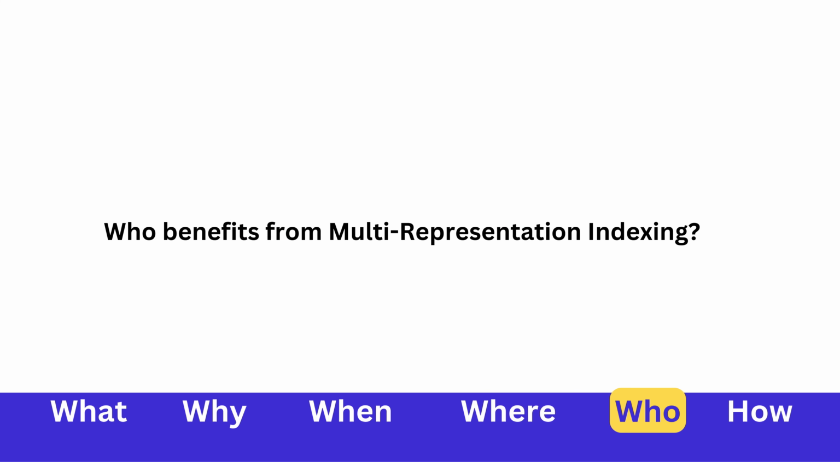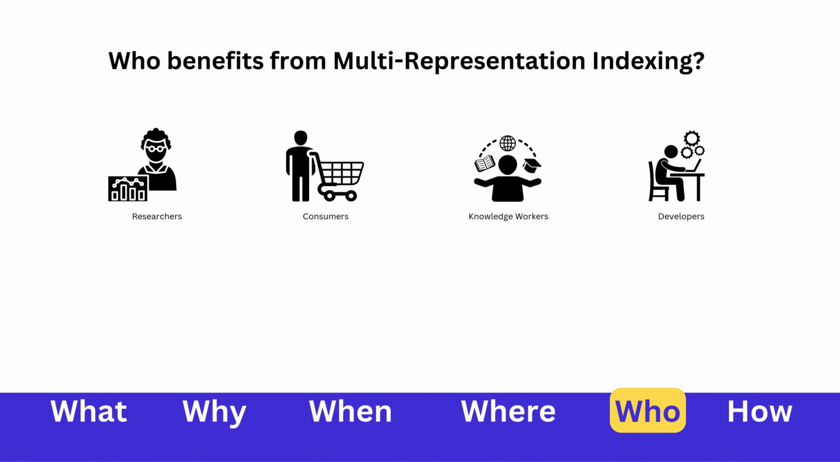Who benefits from multi-representation indexing? End users interacting with AI systems such as search engines, chatbots, or recommendation engines benefit from more accurate and contextually relevant information. Some of them could be researchers, consumers of e-commerce platforms, knowledge workers who interact with AI tools, and developers and product managers who design AI-powered products can also benefit from improved retrieval accuracy.